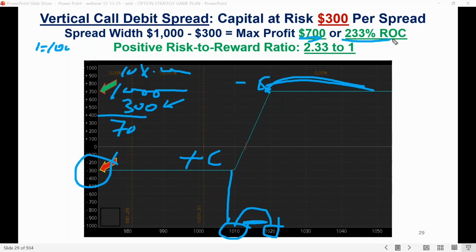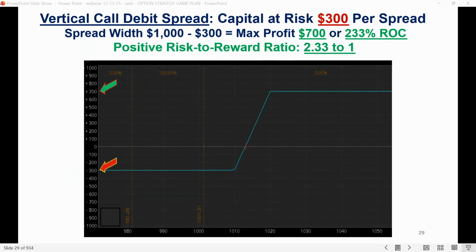So your return would be a 233% return, right? You're making 700 on that risk of 300. Or you can look at this, we call this a positive risk ratio. You're risking $1 to potentially make $2.33. So that's what that risk diagram profile looks like.